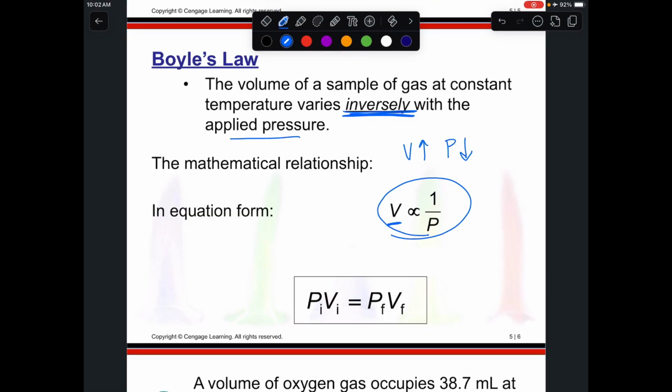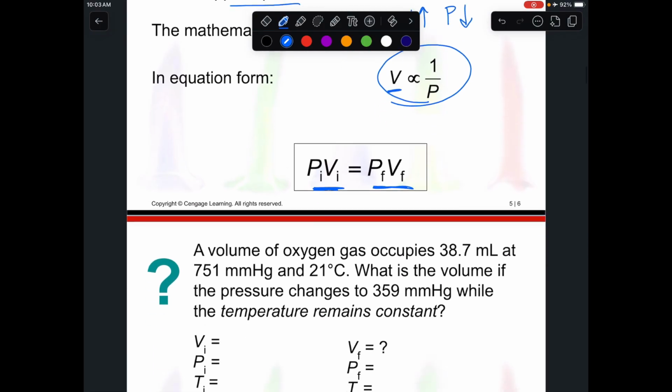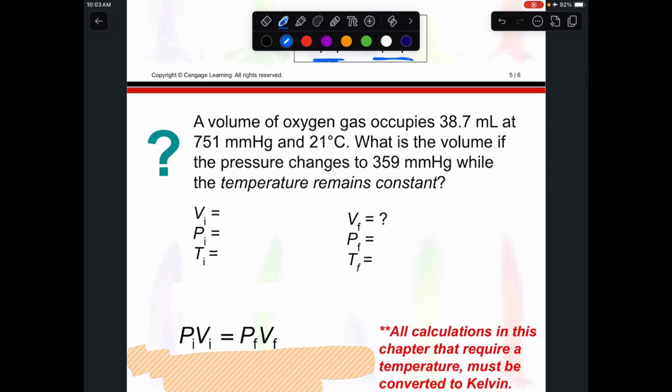Now, I have always used P1 times V1 equals P2 times V2. The I's in this case mean initial and the F's mean final. It doesn't matter which one you use as long as you understand it is the initial pressure and the initial volume then equals another set of circumstances, pressure and volume. Then we're going to go ahead and demonstrate this equation with this problem here.